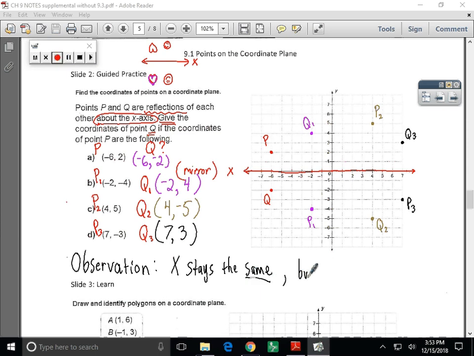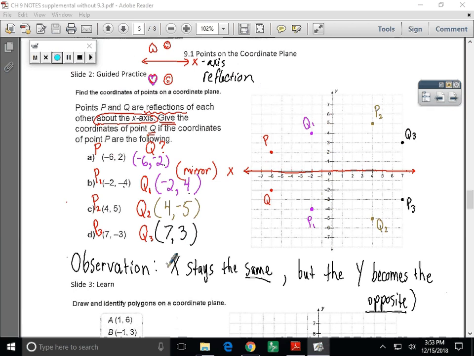But the y does what? It was a +2 and it became a -2. It was a -4, it became a +4. What's happening here? The y becomes the opposite. Okay, so the opposite. This will only be a good observation when we're talking about reflecting across the x-axis. So this is for the x-axis reflection. I could be more specific in my writing down here. I might want to say in the x-axis reflections, and then this would be a true statement.